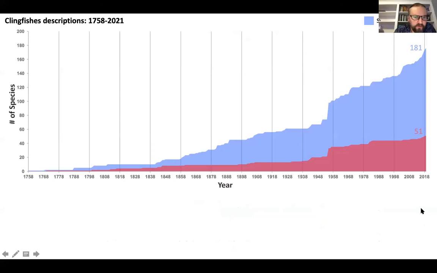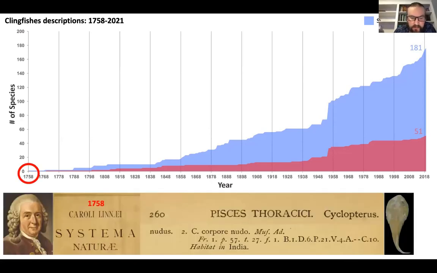But this is a workshop on taxonomy, and I just want to talk about the taxonomy of the group for a minute. The first clingfish was described in 1758, and in 2020 we're still discovering new ones. There's about 180 described species now, and about 50 genera. The first species was, of course, described by Linnaeus in Systema Naturae, 1758. And we've continued to add new species of clingfishes.